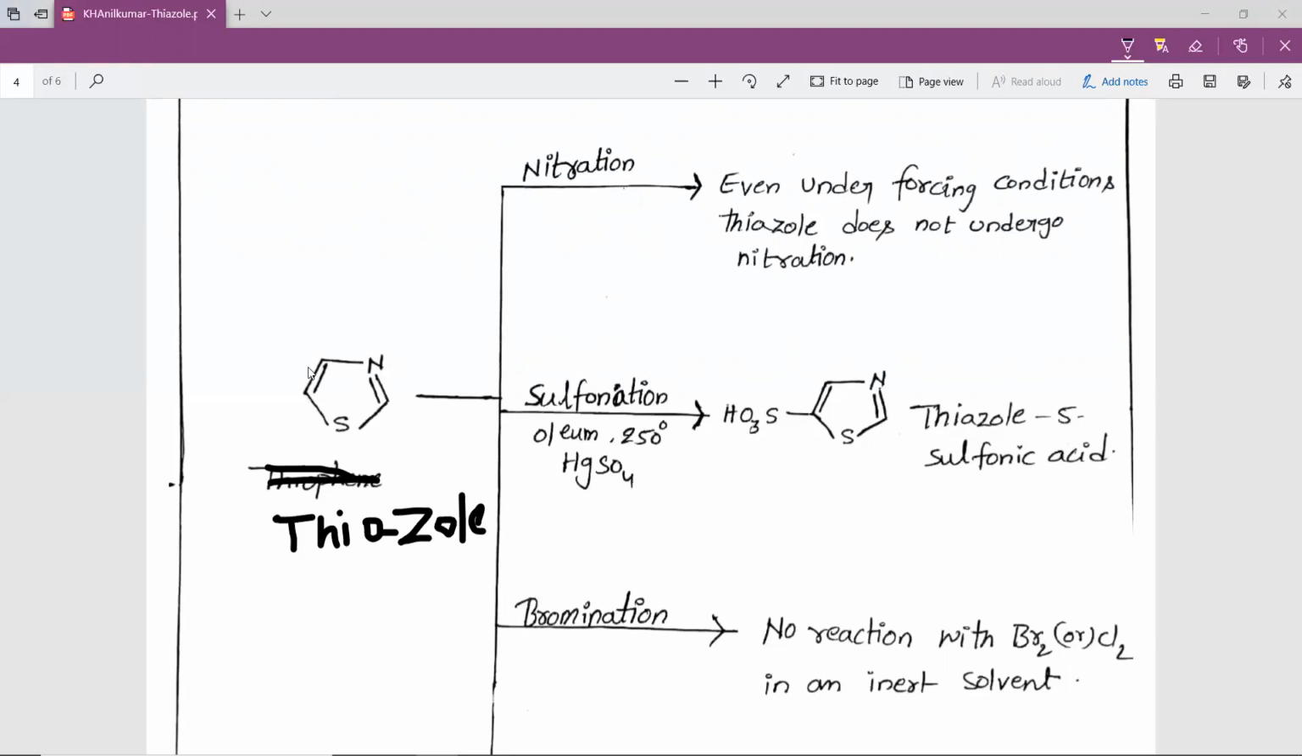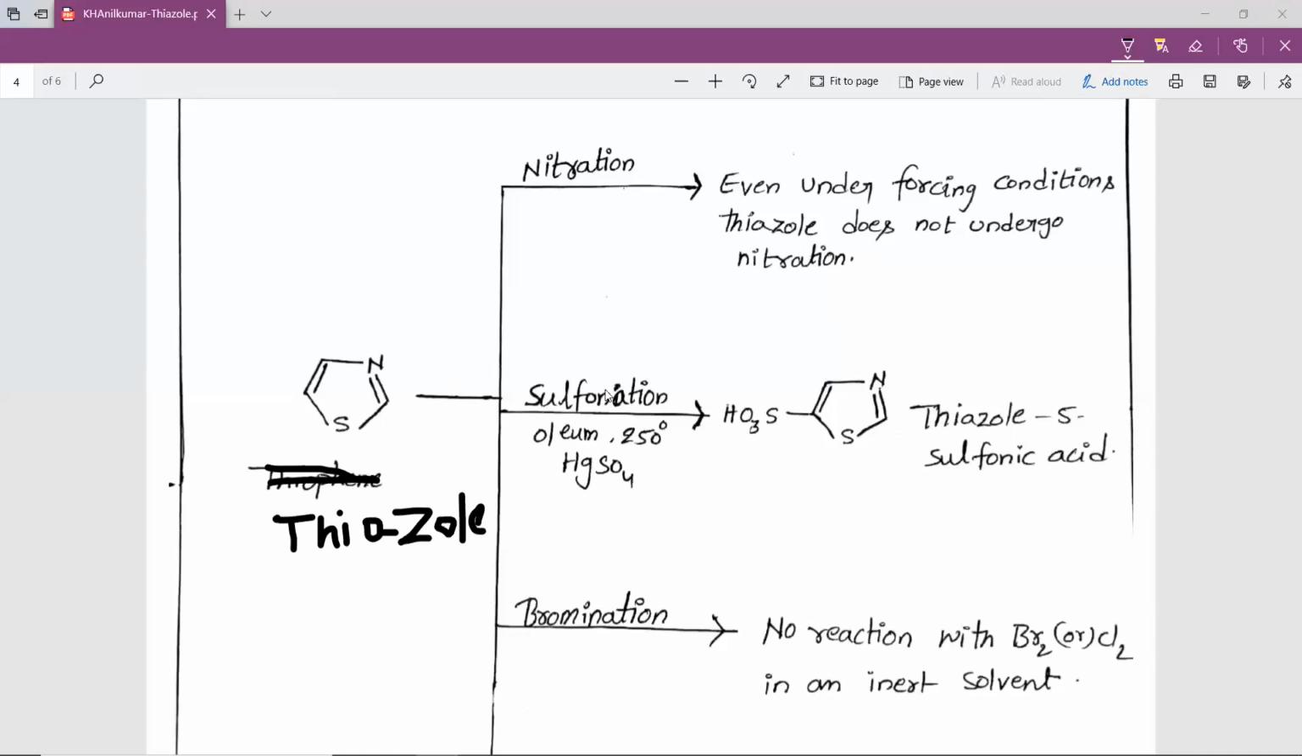However, unsubstituted thiazole may not undergo all the electrophilic substitution reactions. Here, if we take unsubstituted thiazole, so nitration. Even under forcing conditions, thiazole does not undergo nitration. So nitration is not observed in simple thiazole even under drastic conditions of nitration.